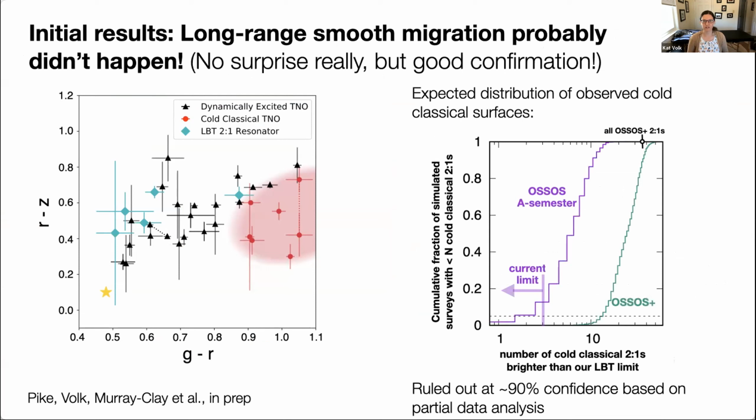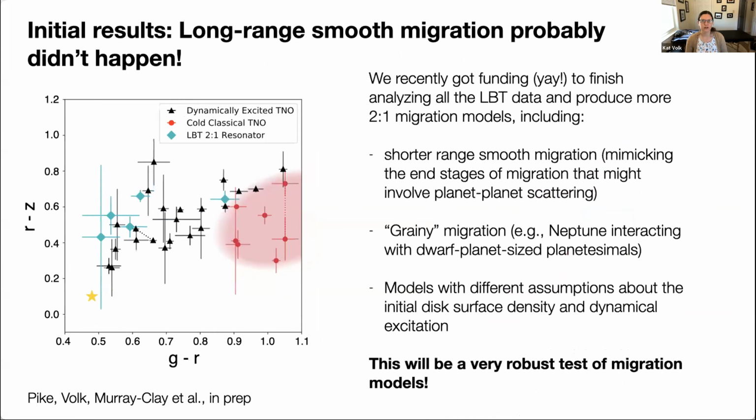So actually, even based on just this small handful, we can rule out long-range smooth migration of the 2-to-1 through the classical belt region. So even with some not-so-great analysis of just a couple of these observations, we can say with 90% confidence, smooth migration did not happen throughout the whole region, which is not a surprise, because that kind of long-range smooth migration fails to explain a lot of things. But it's a proof of concept that this is a very powerful test, even if you have pretty limited data, because the 2-to-1 is so good at picking things up.